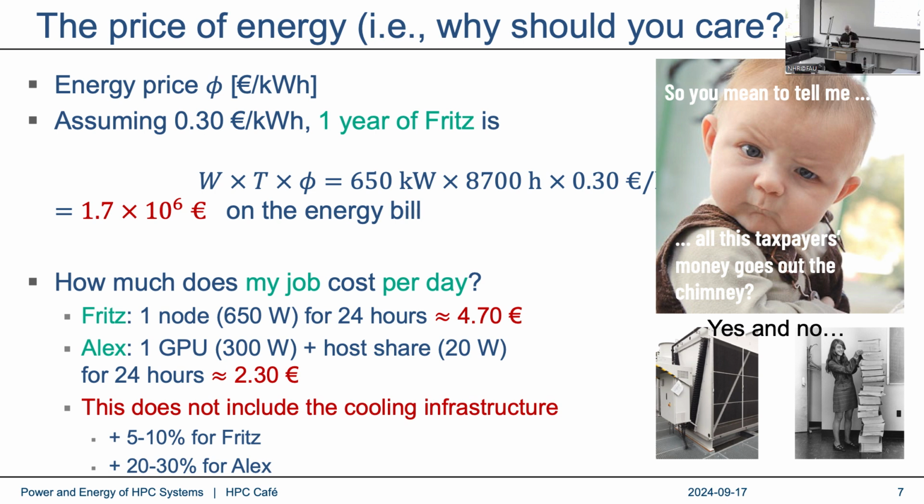All right, so I told you on Fritz, we have about 650 watts per node. On Alex, we have something like 3 to 4 kilowatts per node. How does that decompose into the components of the systems?